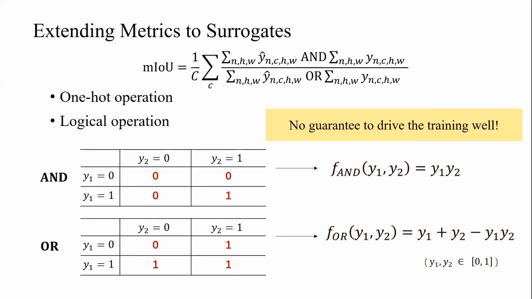However, there is no guarantee that these trivial extensions can drive the network training well, because they may lead to some not quite good loss surfaces when driving the network training. In fact, we find that directly using the extended f_AND and f_OR results in very poor performance if we utilize them as the loss functions, which is shown in our paper.